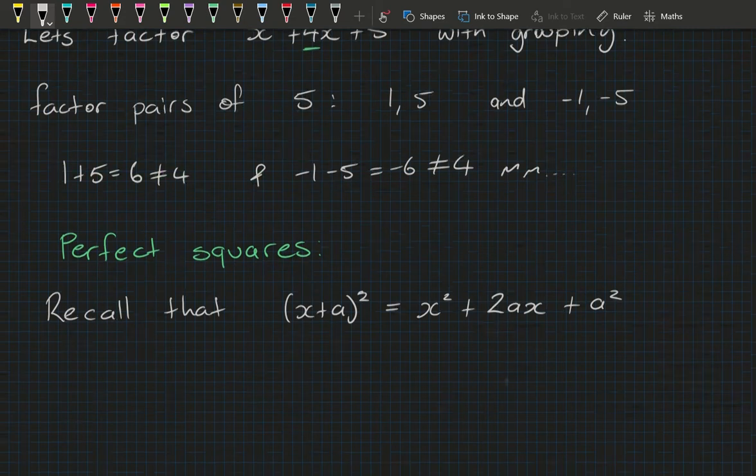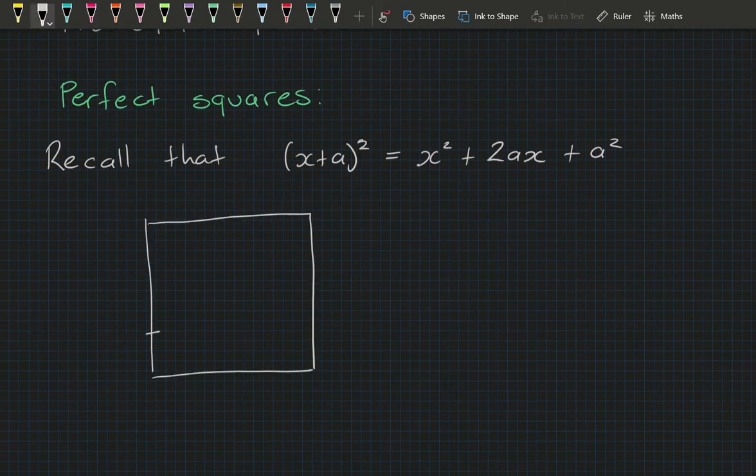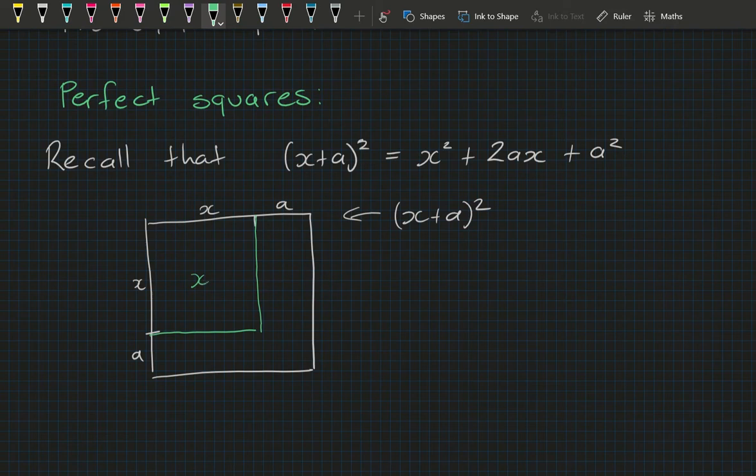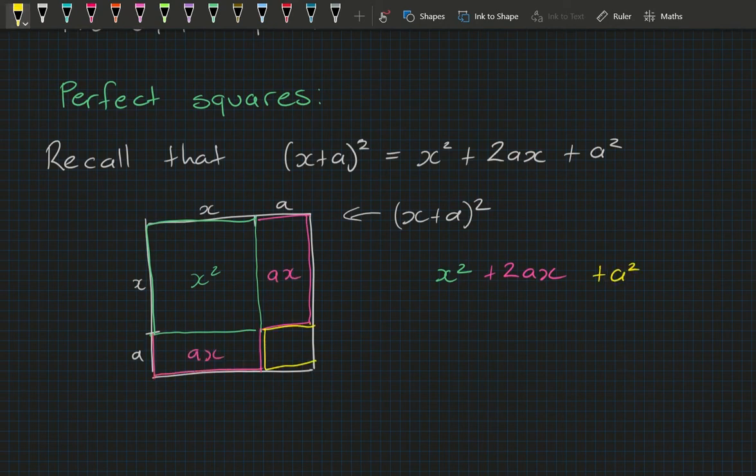A square with side lengths x and a obviously has an area of (x plus a) squared, but it can also be broken up into areas of x squared and 2ax, because we have two rectangles of a times x and this little a squared here.